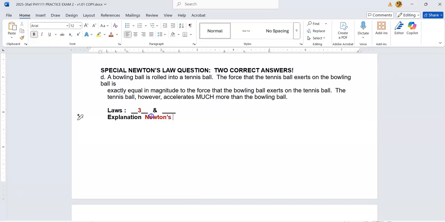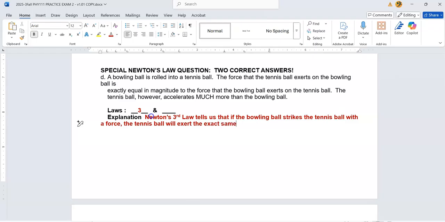Newton's third law tells us that if the bowling ball strikes the tennis ball with force, the tennis ball will exert the exact same amount of force on the bowling ball. Just in opposite directions.